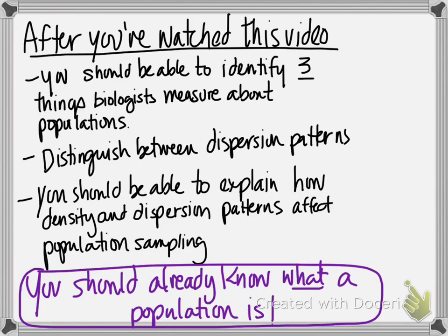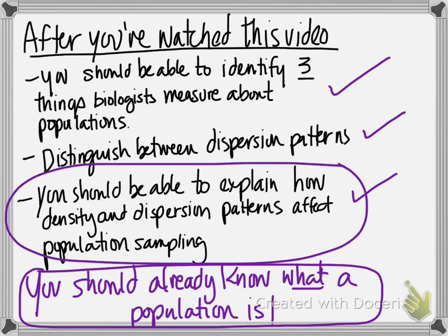Now, can you identify 3 things biologists measure about populations? Can you distinguish between dispersion patterns? Can you explain how density and dispersion might affect sampling? If you can't do this last one, don't worry, because we'll pick that up and cover it well together.